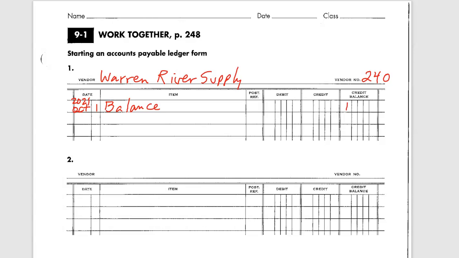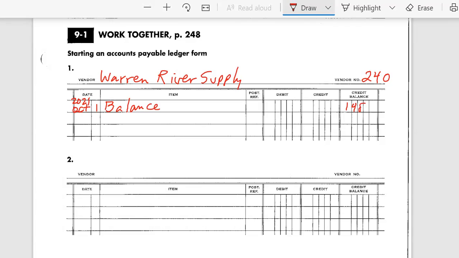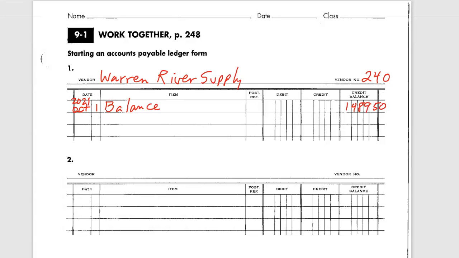So in the credit balance, I'm going to put $14.89 and 50 cents. And since I'm not posting again from a journal, then I'm going to put a check mark here for the post reference.